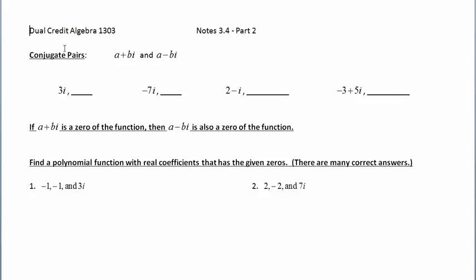So we're going to be continuing notes 3.4, part 2. Alright, a conjugate pair. I've mentioned it previously. Conjugate pairs are a plus bi and a minus bi.